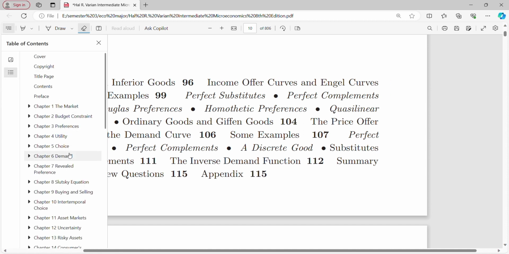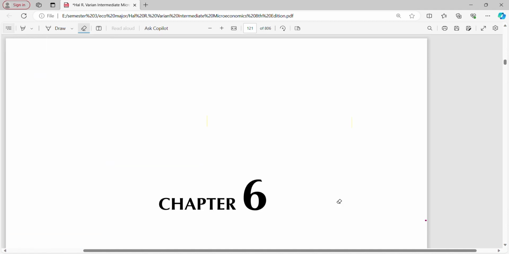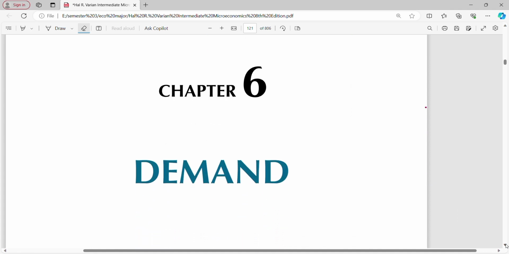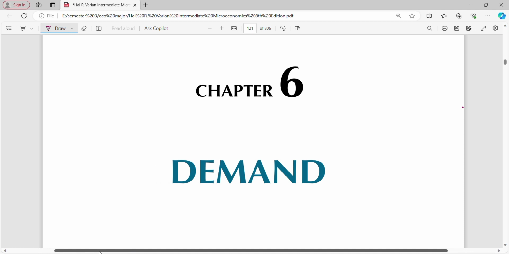So coming to demand, what we discuss in this chapter is how the demand for a good changes as price and income change. We name this comparative statics. So as the name suggests, comparing two situations.